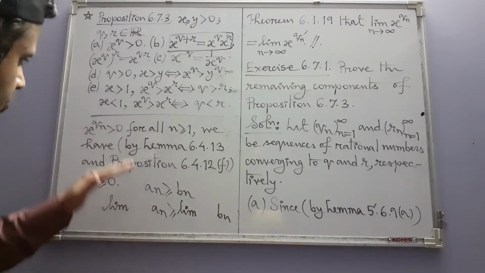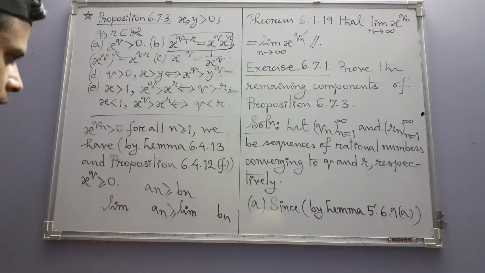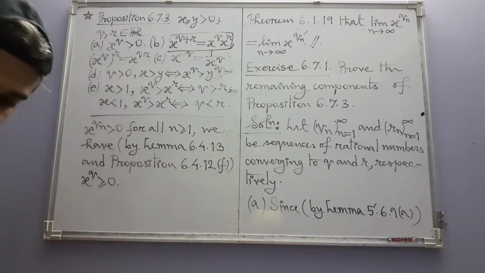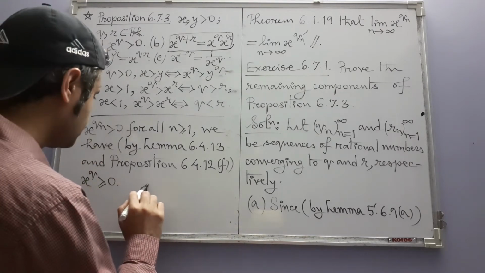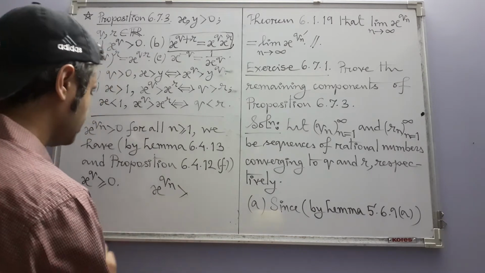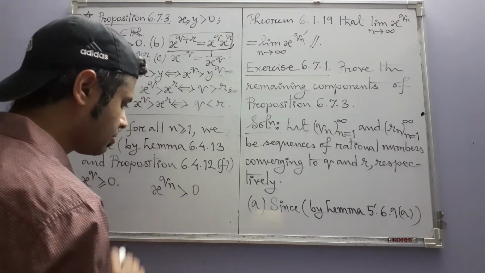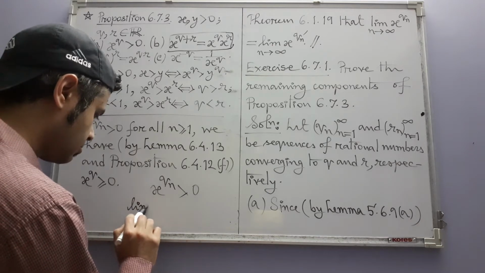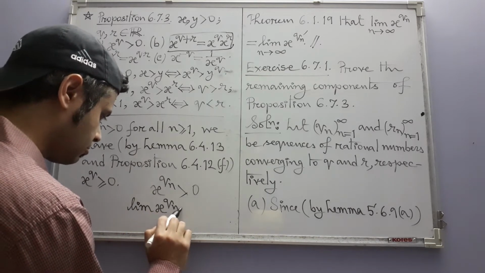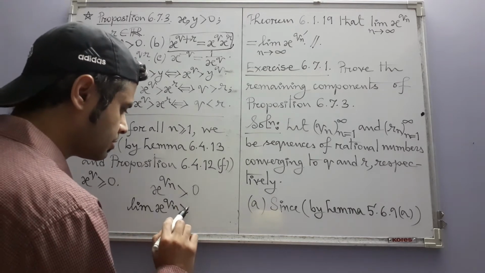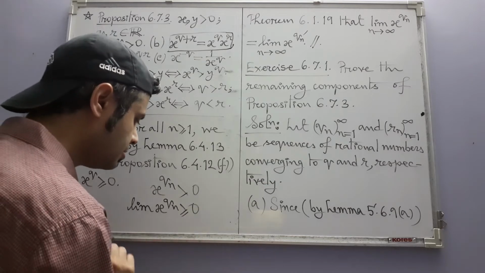So this is what we have used here. How is that coming, or exactly how are we using this? That sequence an, in its place we have x to the power qn, and in the place of the sequence bn we have the constant sequence 0. So we take limit on both sides, the limit of the constant sequence, all of whose terms are equal to 0, is 0.